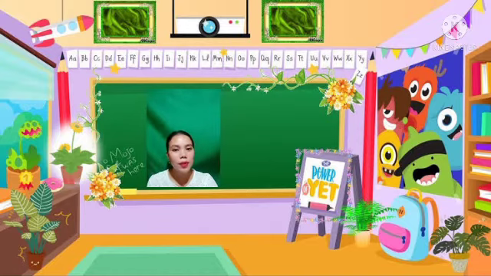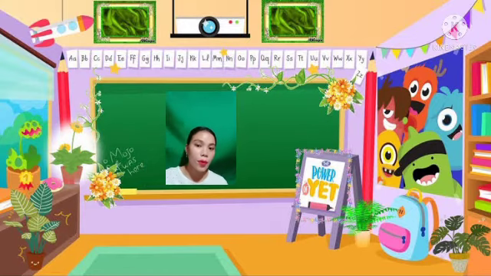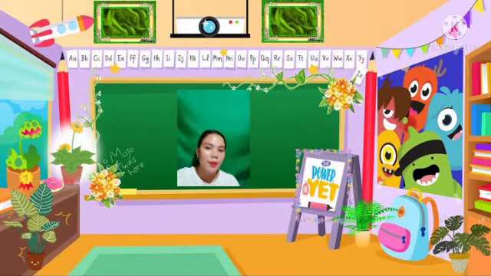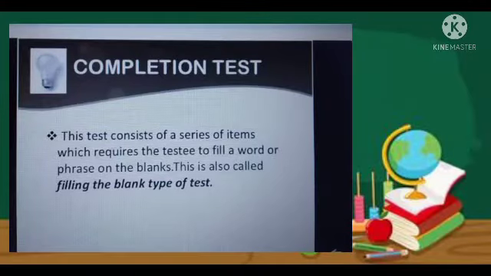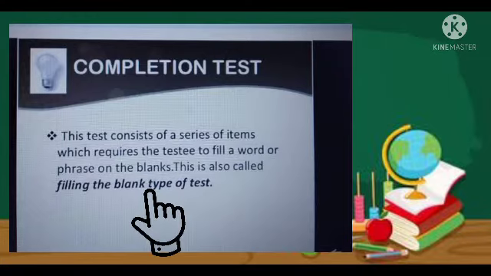So this afternoon, I am going to tackle the completion type of test and essays. First, let's discuss the completion type of test. When we say completion type of test, this test consists of a series of items which requires the tester to fill in a word or phrase on the blanks. This is also called the fill-in-the-blank type of test.